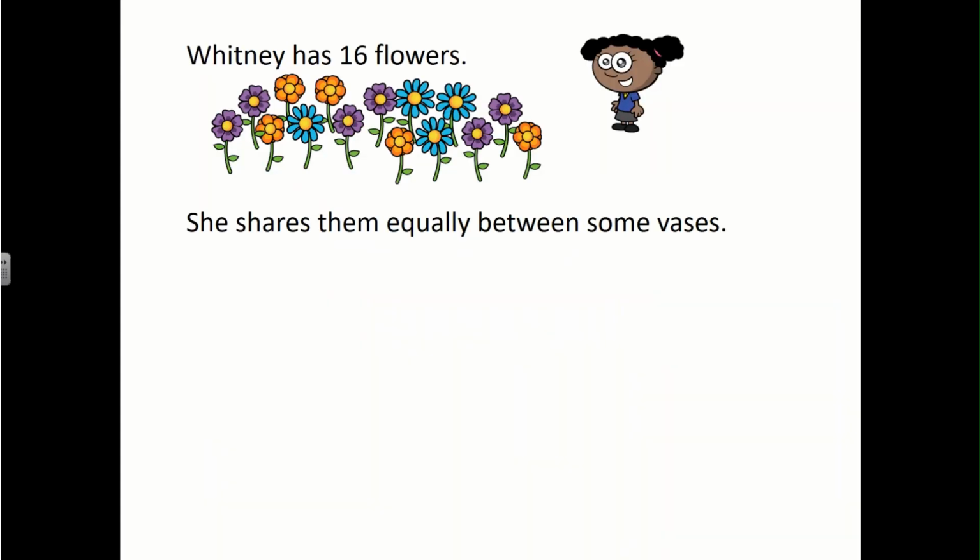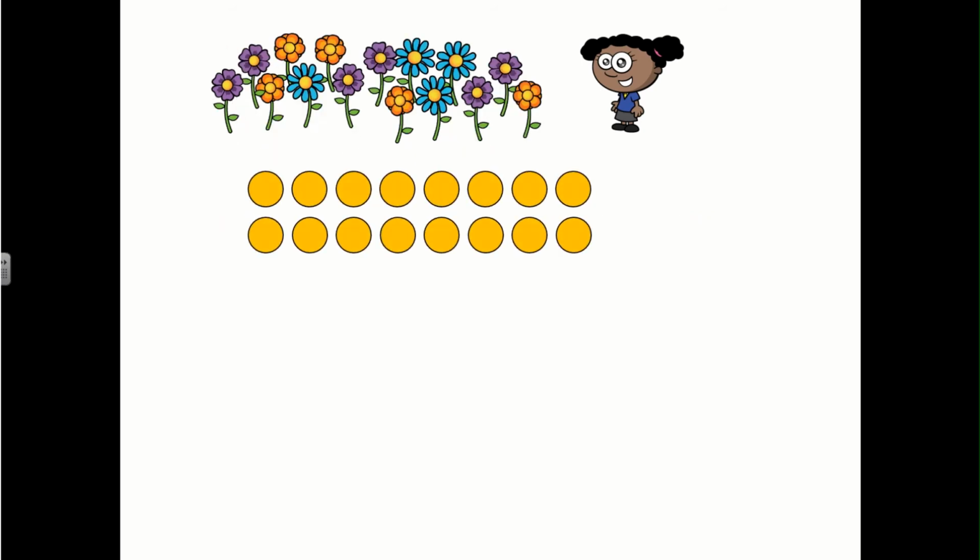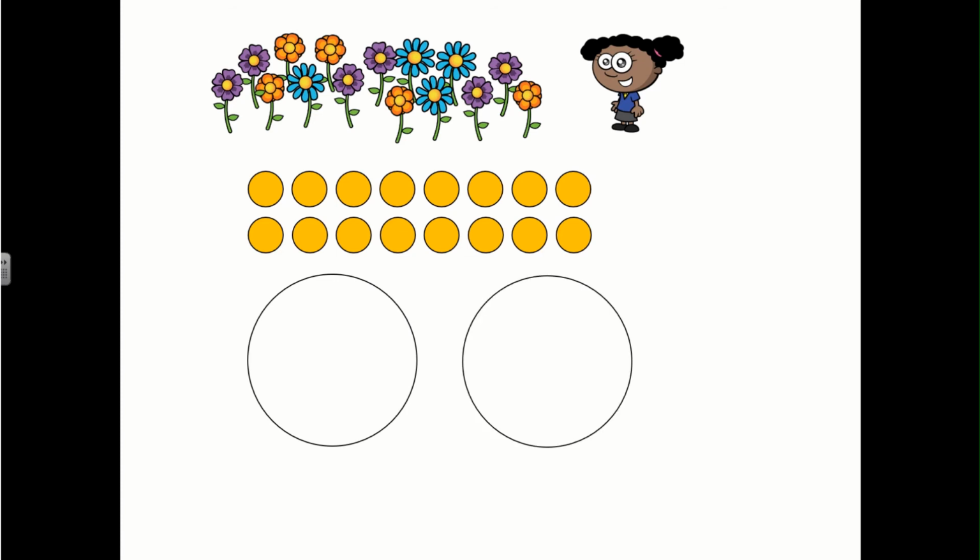In this example, Whitney has 16 flowers and she shares them equally between some vases. She's going to share them equally between 2 vases. So she has 16 flowers. We can represent these with counters. She's going to share them between 2 vases. We can represent these with 2 circles or 2 boxes. And then we share out equally the 16 counters into the 2 vases.